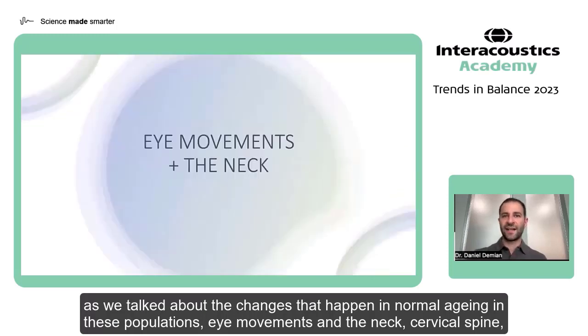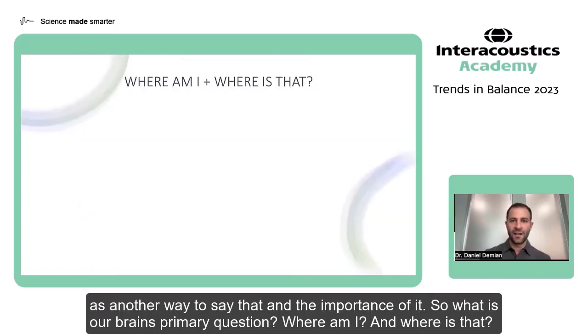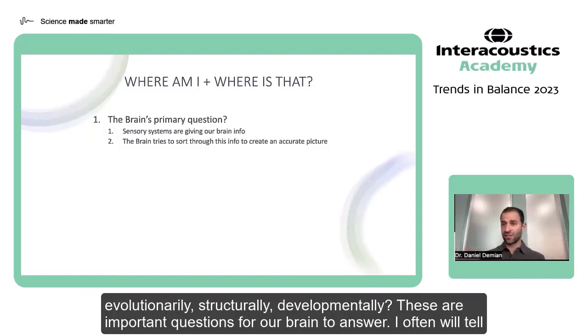Eye movements and the neck, the cervical spine as another way to say that, and the importance of it. So what is our brain's primary question? Where am I and where is that? Evolutionarily, structurally, developmentally, these are important questions for our brain to answer.